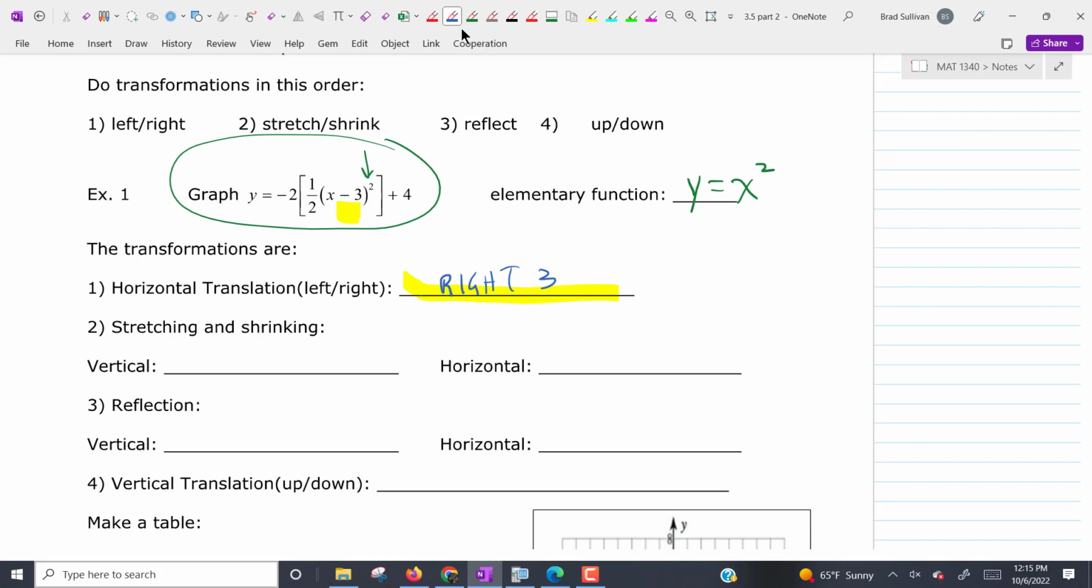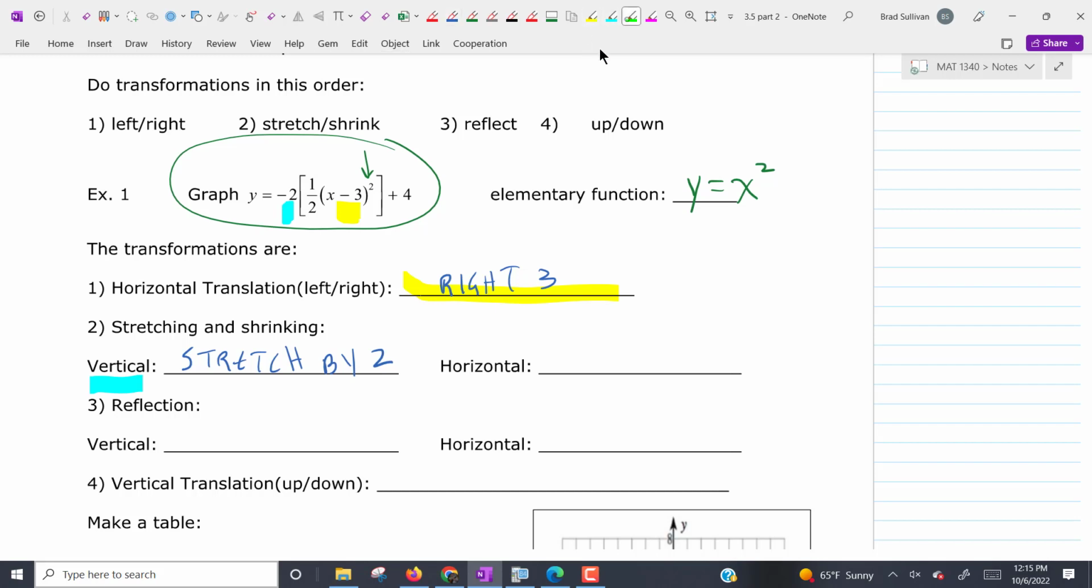Now we're going to look at stretching and shrinking. Let's start by looking at this number. That's the one that's outside. If it's outside, it's vertical. That makes y get bigger. Does that vertically stretch or vertically shrink? Stretch. How would you make it shrink? You'd have a fraction there, like a half there, right? So that is a vertical stretch. You want to write that down as a vertical stretch by 2. Don't worry about the negative 2. That has to do with a reflection.